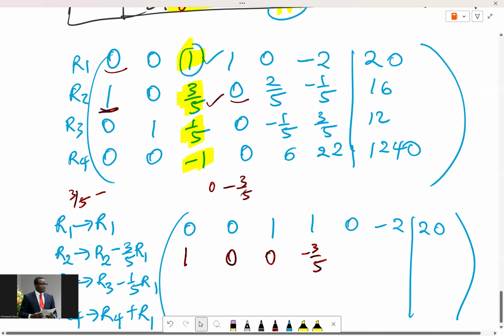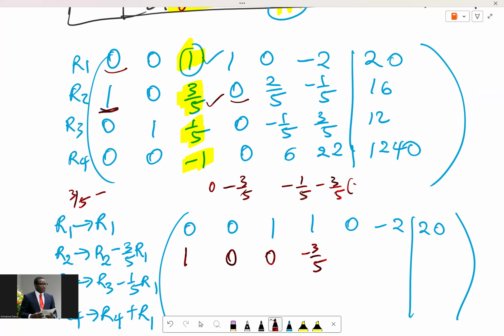Then the next one, minus 1 over 5 minus 3 over 5 times 2. So that is times minus 2 rather. So minus 1 over 5, that's row 2 minus 3 over 5 times row 1. So this is minus 1 over 5 plus 6 over 5. So minus 1 plus 6 is 5. 5 divided by 5 is 1. So this place is 1. Something is not right there. I guess I've skipped something.